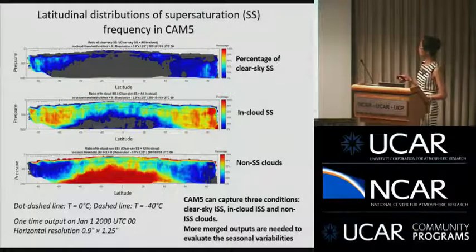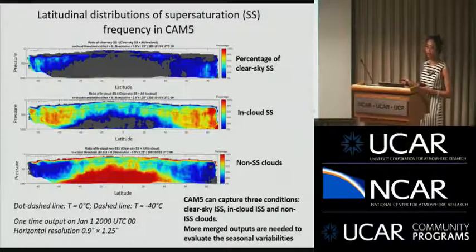And this is the latitudinal distribution of supersaturation. We have a lot of supersaturation occurring in the higher latitude region, especially in the polar region. And the good news is CAM5 can capture all three scenarios: clear sky supersaturation, in-cloud supersaturation, and the clouds without supersaturation. And the ratio seems to be comparable to the 1-to-1 ratio that I have been mentioning previously. If you sum this up and compare with that, I know this is not exactly 1-to-1, but a lot of them still are being captured. So that is good news to start.